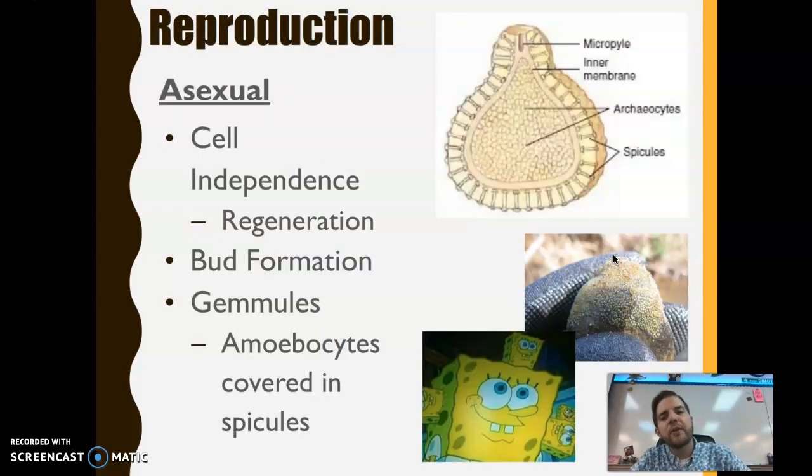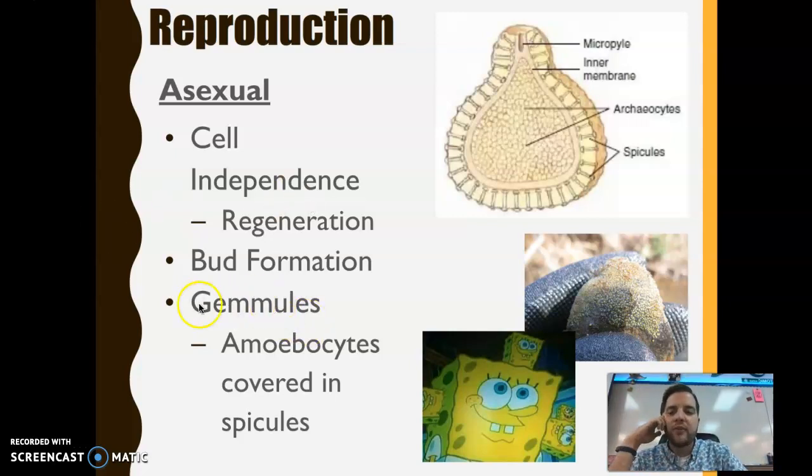So sponges have the ability to reproduce asexually. They also reproduce sexually, but asexually, essentially, it's a bud formation. So they are essentially taking little parts of their body and budding off to create a new sponge. Now I put here regeneration because this is also a way: if a sponge has a portion of it that's eaten, it can actually regrow that area of the sponge.